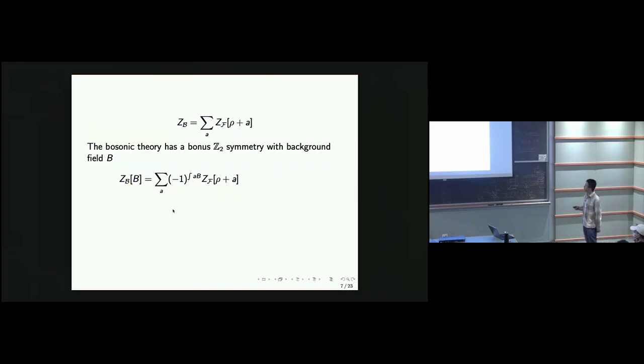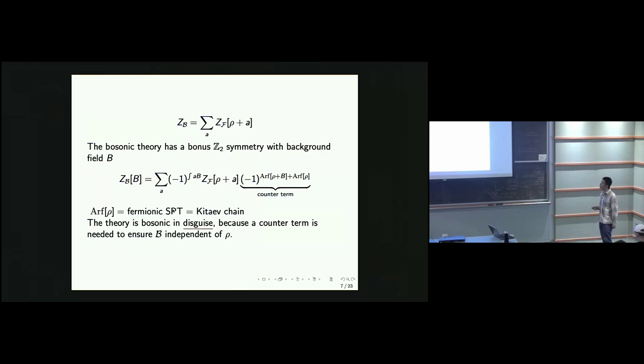But you can check that on the right-hand side, the theory is not manifestly invariant under the shift of the spin structure. Because if you shift the rho by some arbitrary number, then you can check that this is not invariant, because you can redefine the A, and the shift of the A will influence the first term. But this problem can be cured by adding another counter term, which depends only on the background field and the spin structure. Which means that after turning on the background field for the Z2 symmetry in the bosonic theory, the theory is bosonic only in disguise. So we need a counter term to make sure that the resulting theory is invariant under the shift of the spin structure.